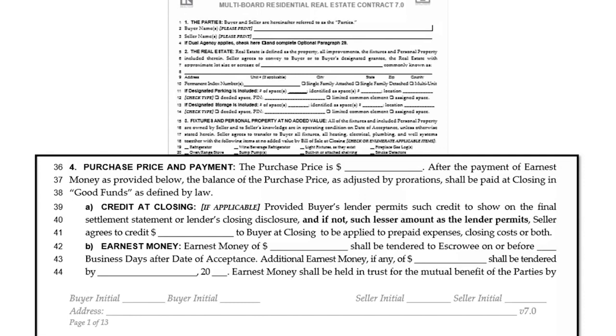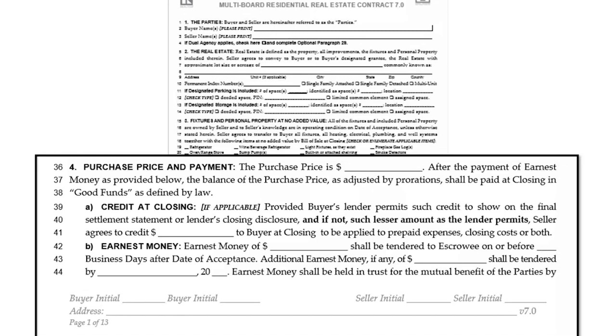And it depends on the type of financing that you're using. So the earnest money that the buyer is putting up to show the seller that he really wants to purchase this property is what goes in the first blank on line 42. The second blank is where it says this earnest money shall be tendered to the escrowee on or before blank business days after the date of acceptance. So if I were to write this contract, I might say that earnest money of $3,000 shall be tendered to the escrowee on or before 3 business days after the date of acceptance.